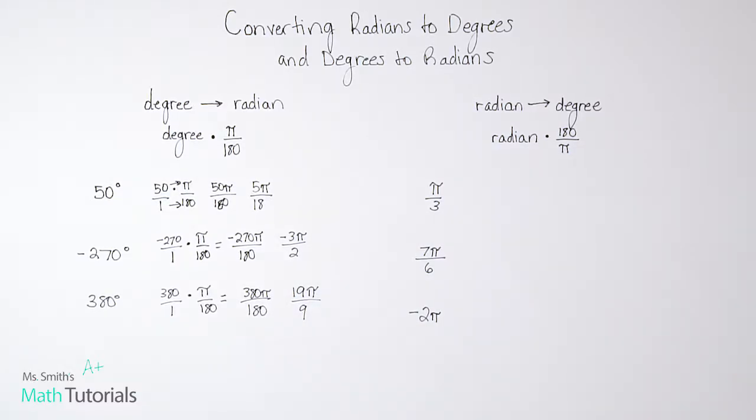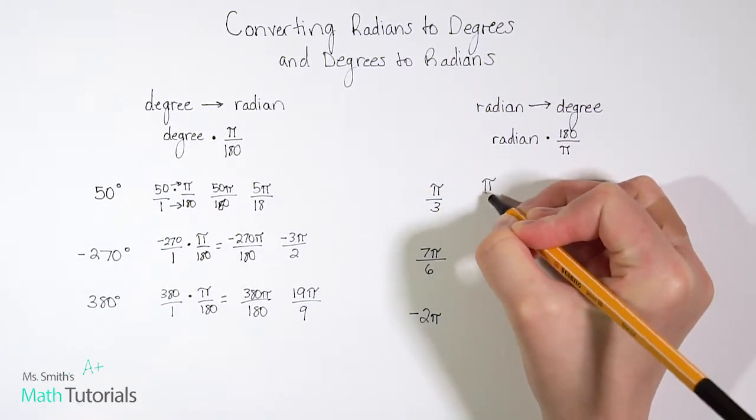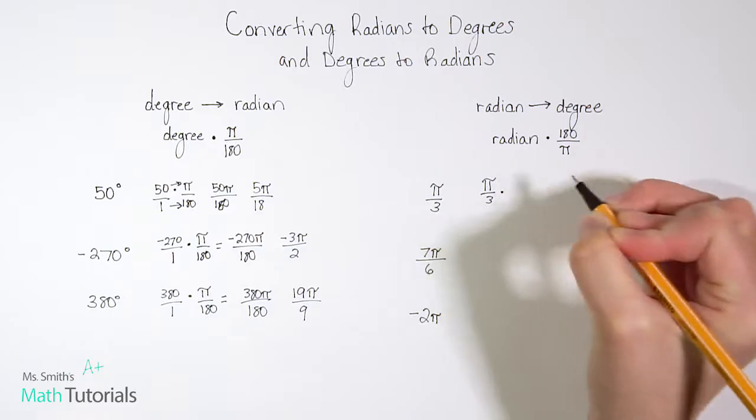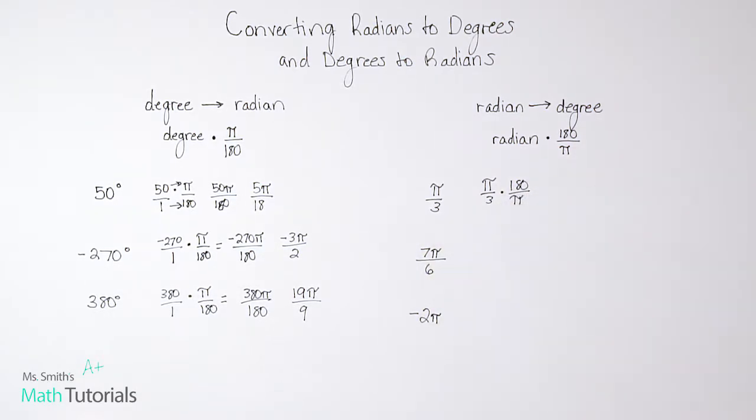Okay, now let's try doing the opposite, going from radian to a degree. I'm giving you pi over 3 radians here, and we're going to follow that basic formula. We're going to take the radian and we're going to multiply it by 180 over pi. We're starting with a radian of pi over 3. And we're going to multiply it by 180 over pi.